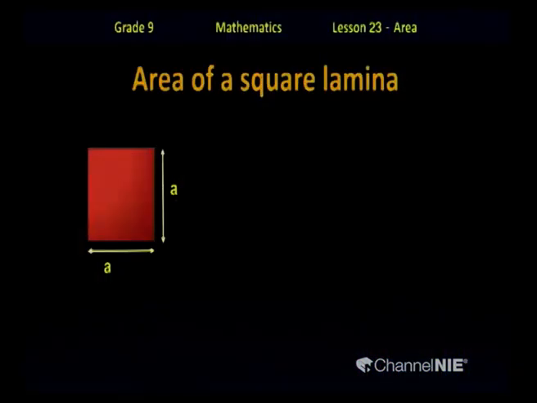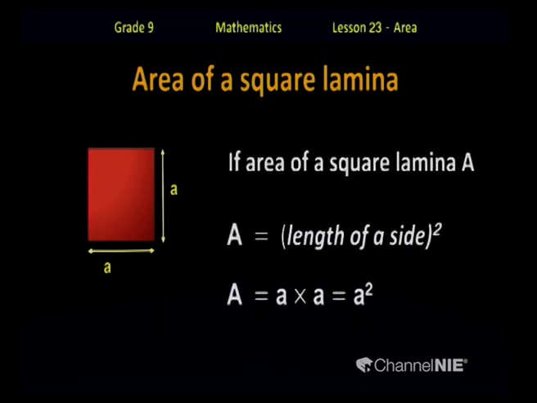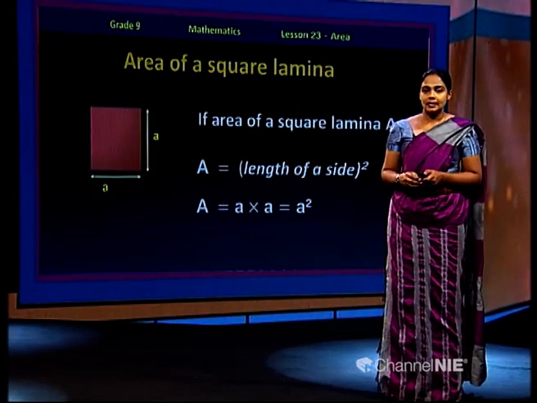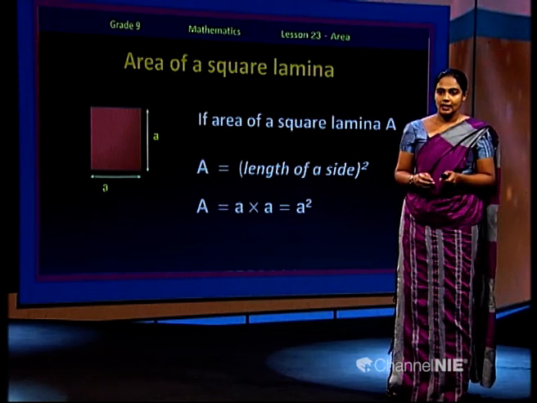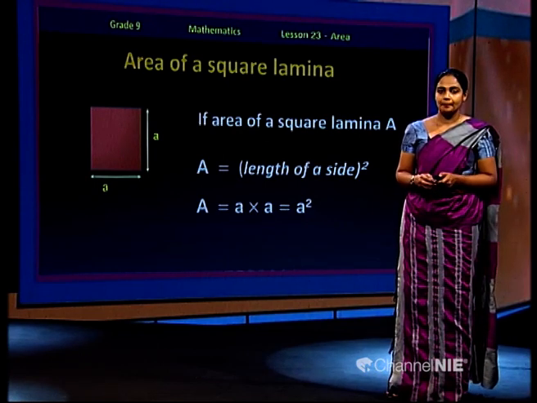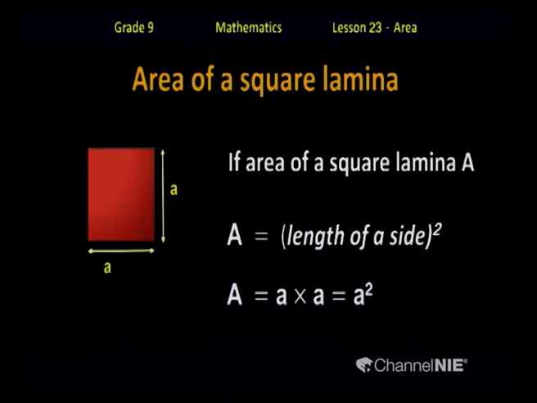Now let's recall how we can find out the area of a square. Then we know all sides are same in length. Then if length of a side is a, how we can find out the area? Here we can use same letter for area, capital A. Length of a side is multiplied by length of a side. It is written in this way. Then area is a into a. How we can write? a to the power 2, or we can read a square. Then it is area of a square.